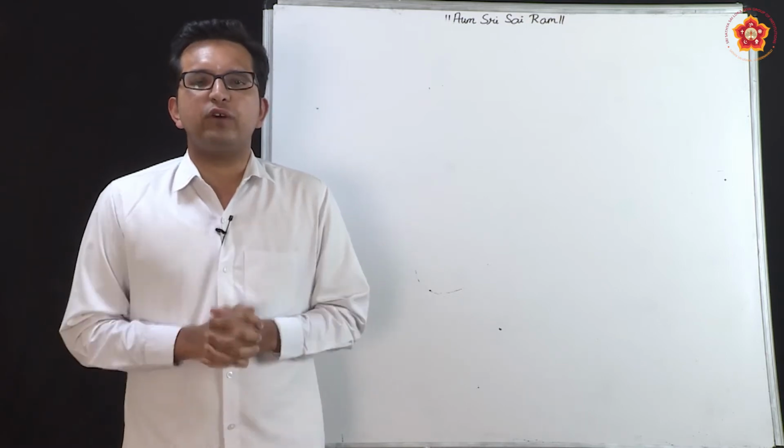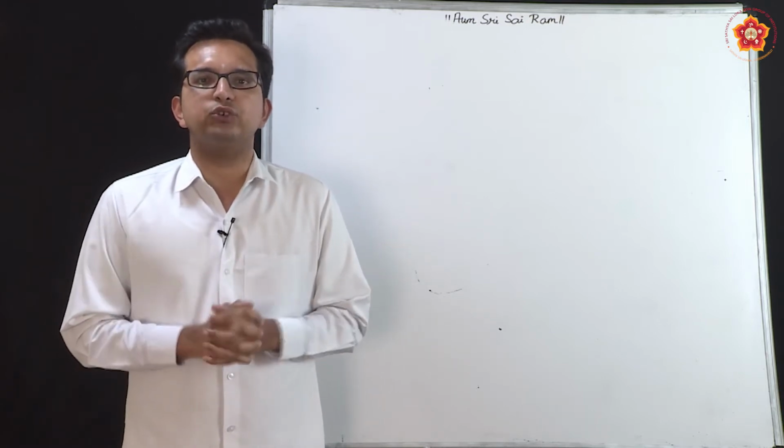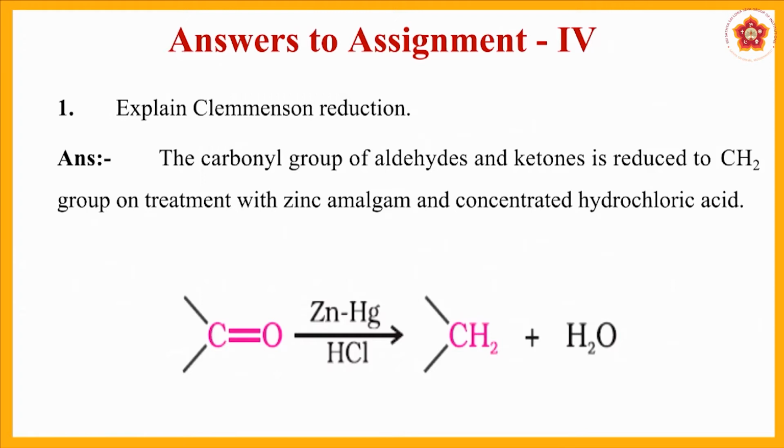Before we go further, let us see the answers to the assignment that we had in the earlier class, where the first question was: explain Clemmensen reduction, a very well known named reduction where the carbonyl group is getting converted into the alkyl group system, which is CH2. The oxygen from the carbonyl group is removed and 2 hydrogen atoms are added, and this is what we call reduction: removal of oxygen, addition of hydrogen.